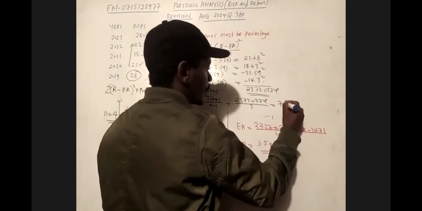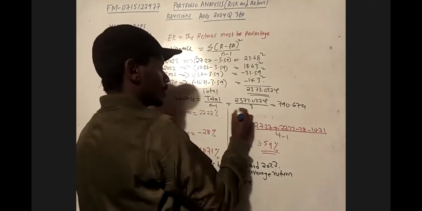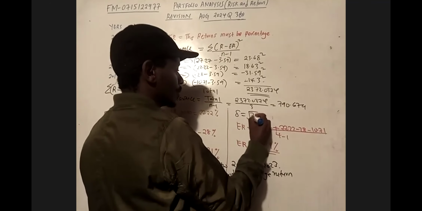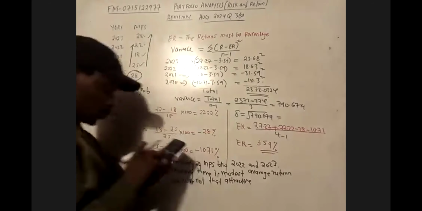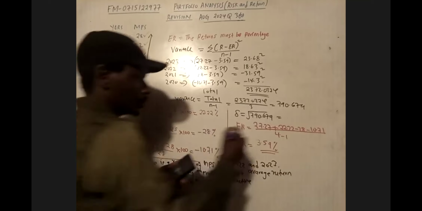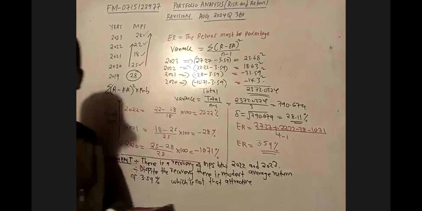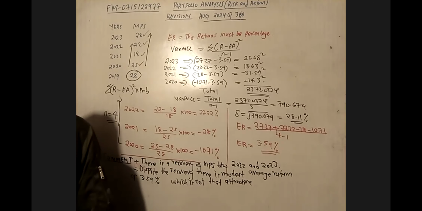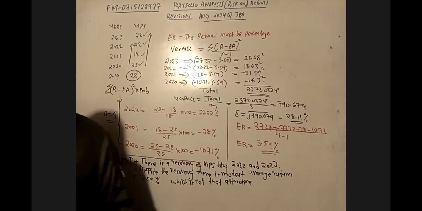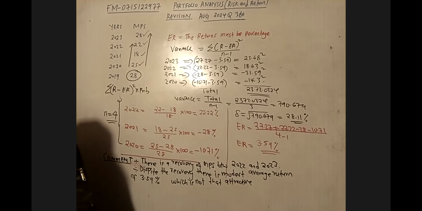Which is 790.679. Then our standard deviation will be the square root of variance, which is 790.679, which will be equal to what? We find the square root, which is 28.11%. So that's how you're supposed to do that question if they ask you to determine the standard deviation. So that's how you do it. So it's supposed to be squared. So you square the deviation. So that one is fine, Olivia.